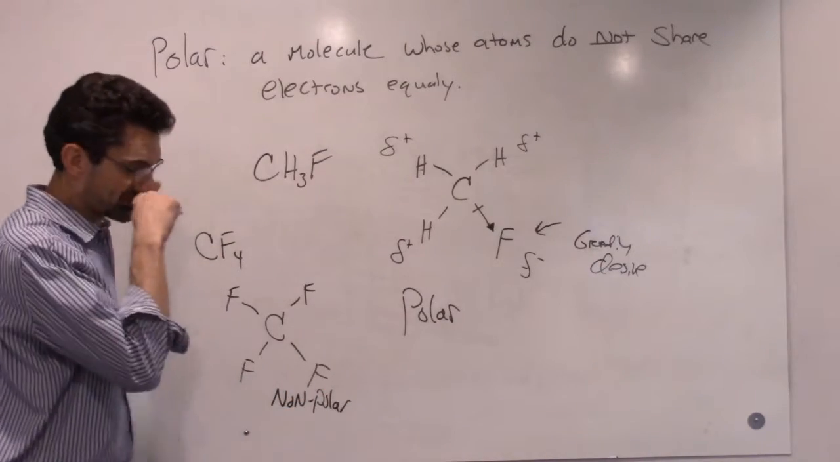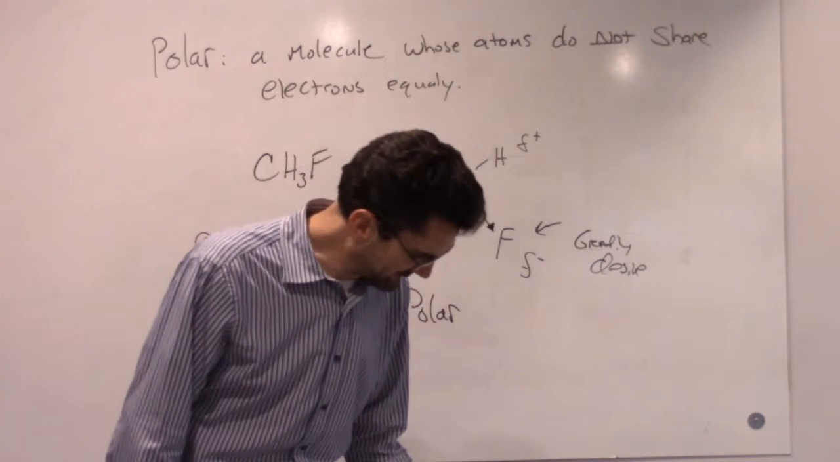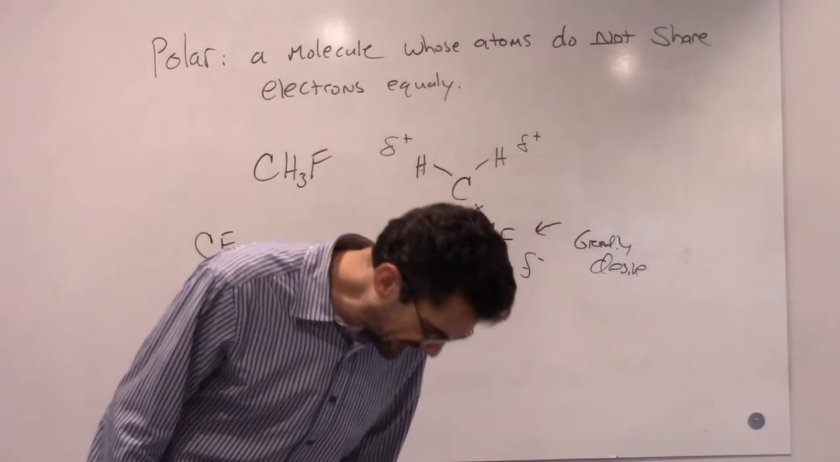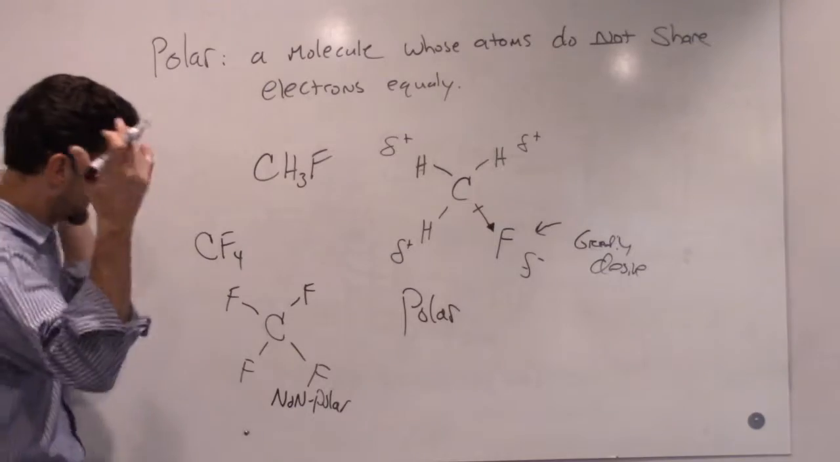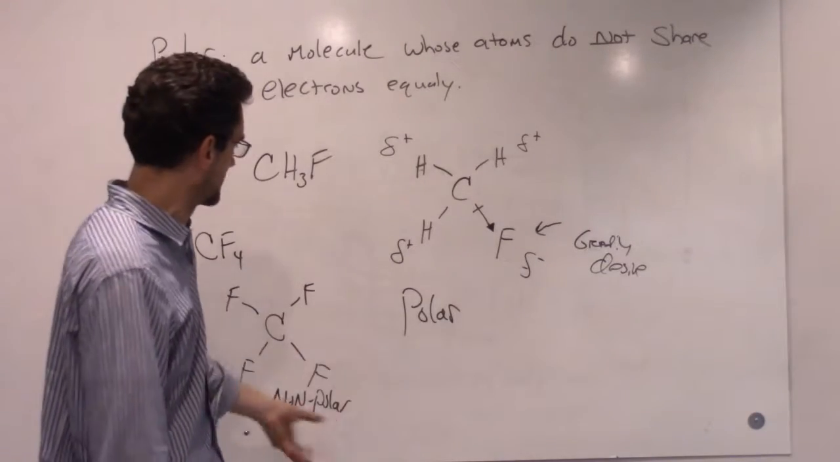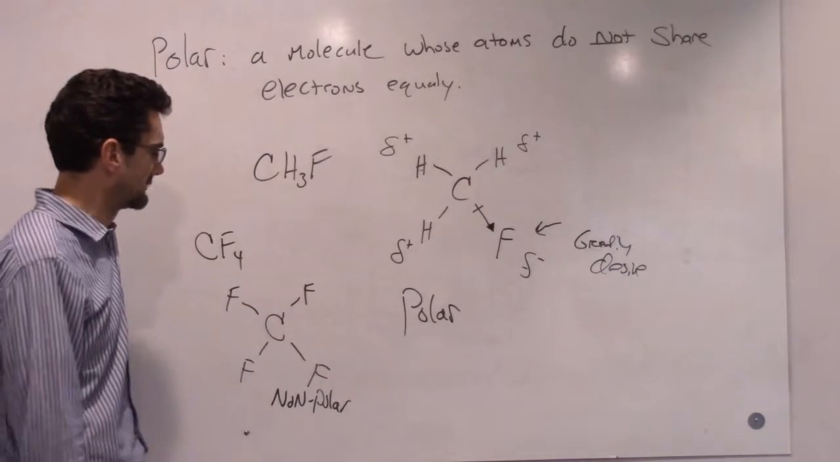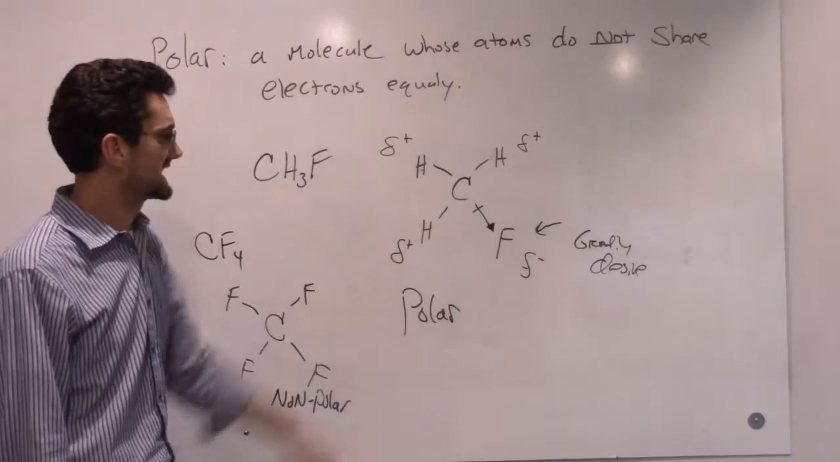I think your book calls it purely covalent, it's got some sort of weird name for it. What the heck is it? A purely covalent bond. I don't understand how you have polar and purely covalent. But it's polar and non-polar. This has no dipole moment. This has a dipole moment.